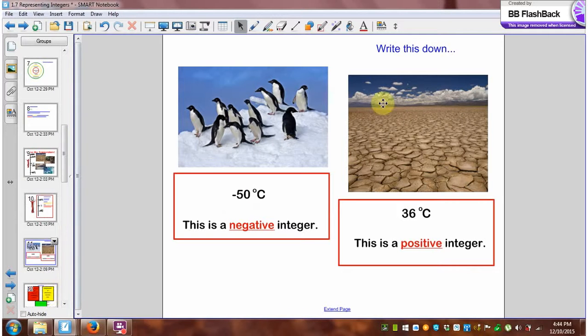Alright, last little talk about hot and cold. Just make this little note here. Okay, so negative 50 degrees C, this is a negative integer. And 36 degrees C, so this desert, this is a positive integer. So just write down what's in the red boxes here. And when you're ready, move on.